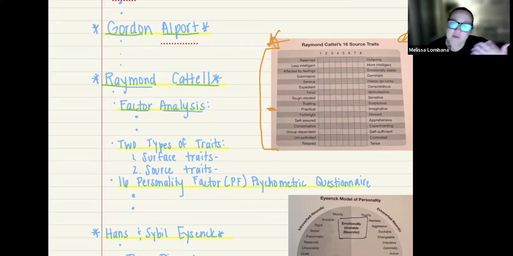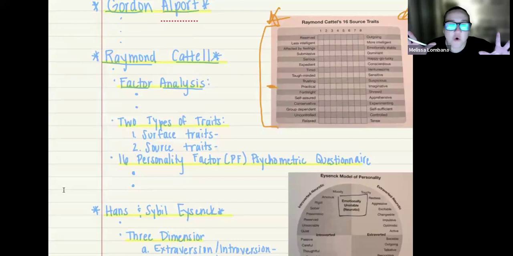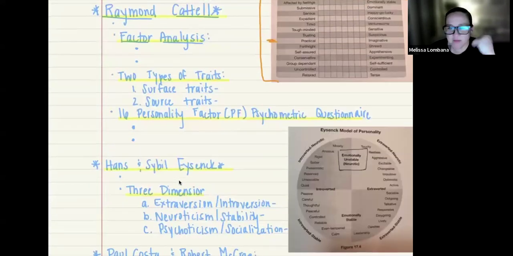The test he developed was called the 16 Personality Factor psychometric questionnaire. This was a way to organize those source traits into 16 pairs. In that questionnaire, they use factor analysis, and as you answer all these questions, they cluster the items together to get the source trait, or the rating of that. All right, so that's Raymond Cattell.